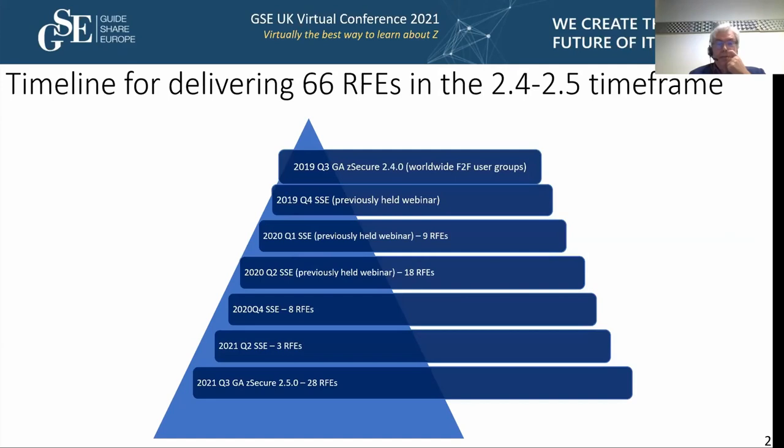We delivered more than 66 RFEs in the past 2 years. And here you see the kind of timeline. So after the 2019 Q3 general availability of 2.4, we issued a few SPEs, and now the 2.5 release has gone GA at the end of September.